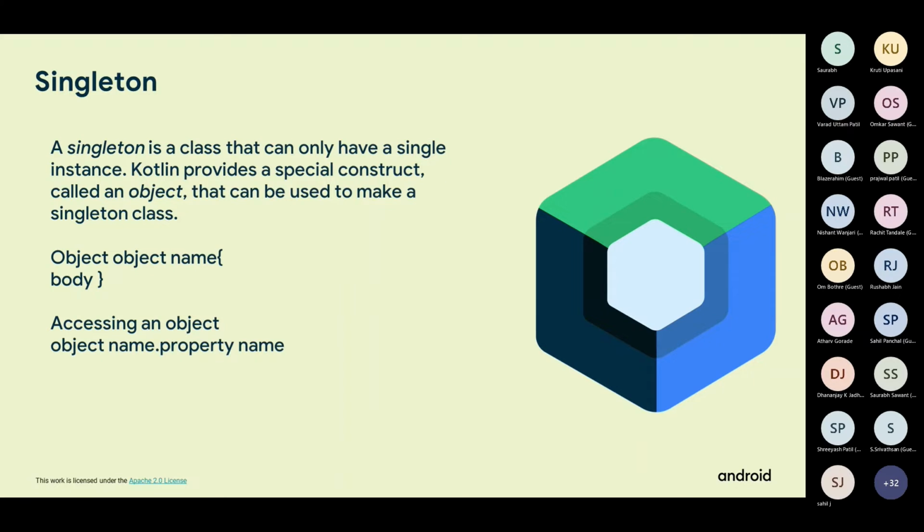For example, if we make a clone of Instagram, in normal Instagram we have the feature where we can log in from multiple devices. But if we want to create something highly secure that we can access only from one device, or where only one instance can be used, we use singleton objects. The basic syntax is: object followed by object name, and then the body. To access a property of the object, you write object name dot property name. This is the basic syntax for singleton.